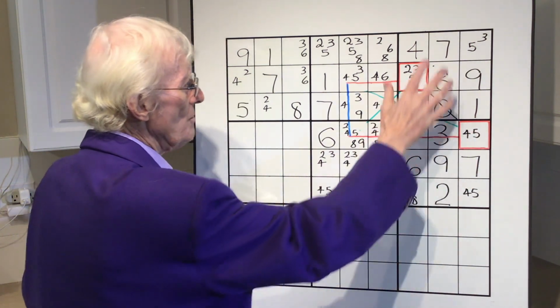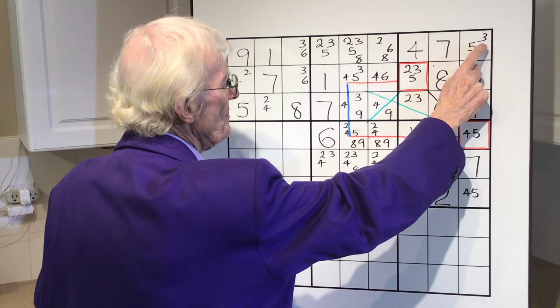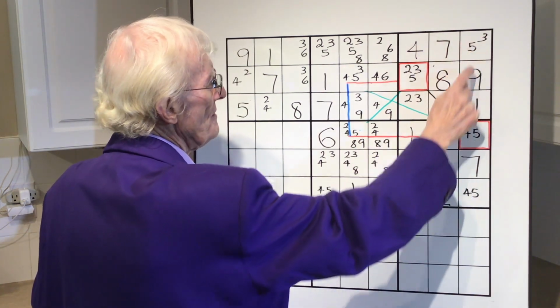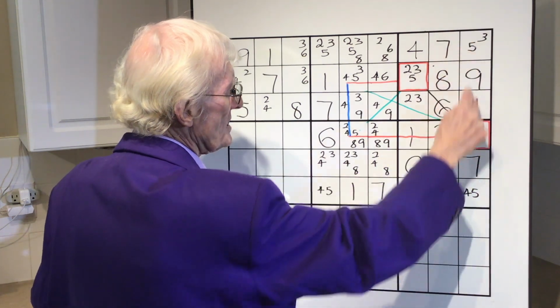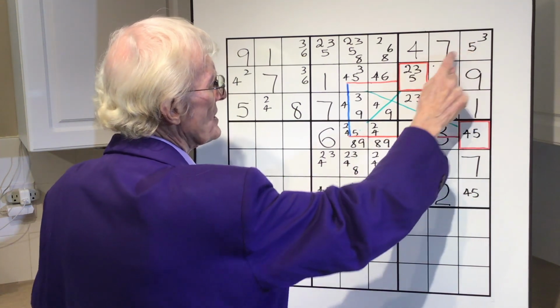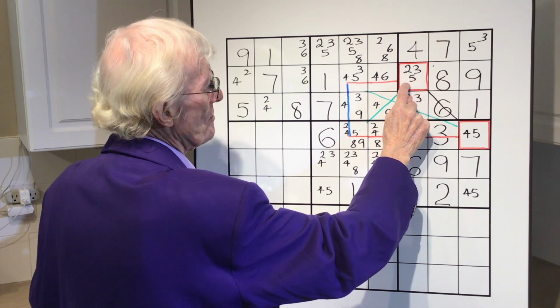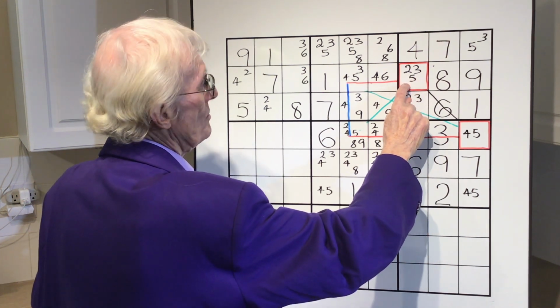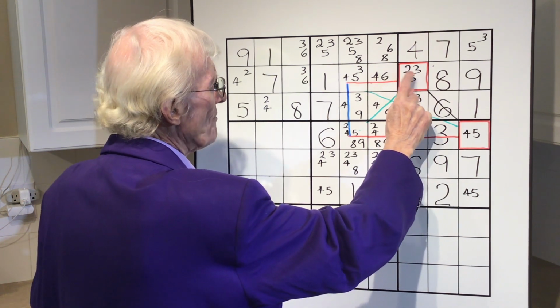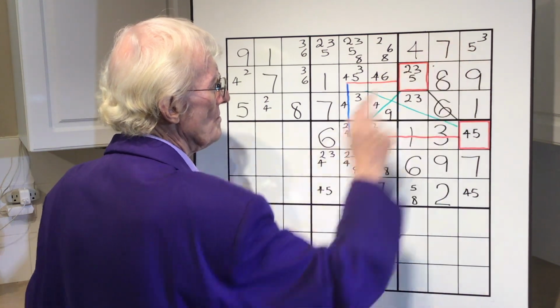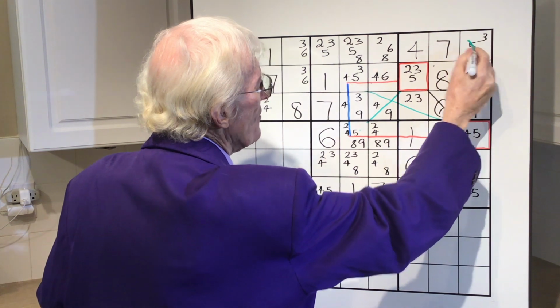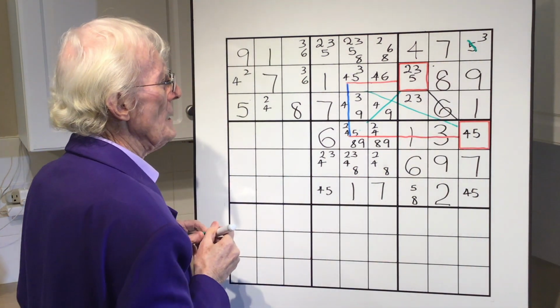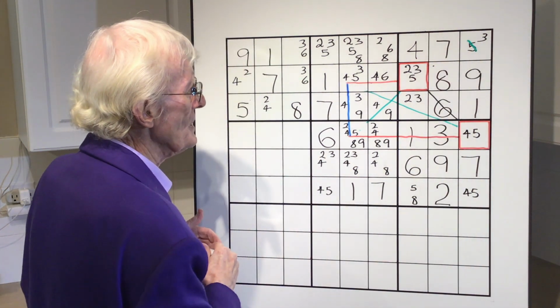Now, let's take the roof. Take this 5 here. That 5 can see the top of the roof here. It can also, because it's in the same column, see the top of the roof on here, so that 5 can go. Okay, so let's get rid of it. I'm going to use the green this time just for fun. Now, let's go on to the next step.